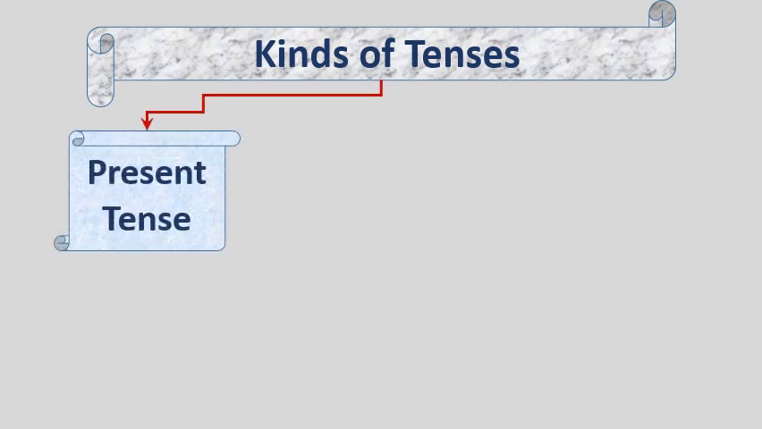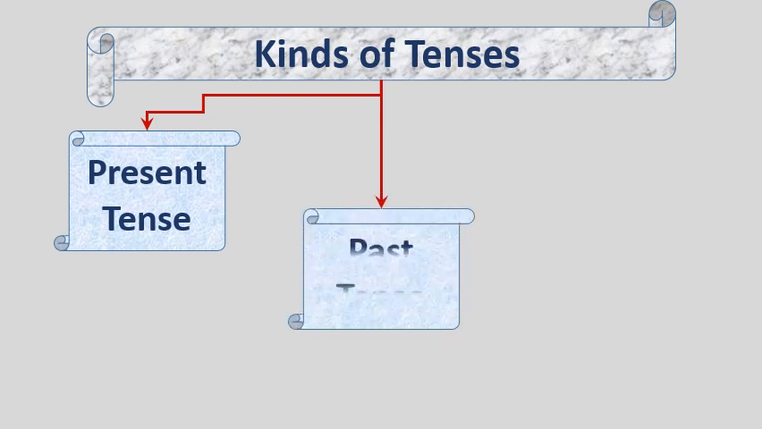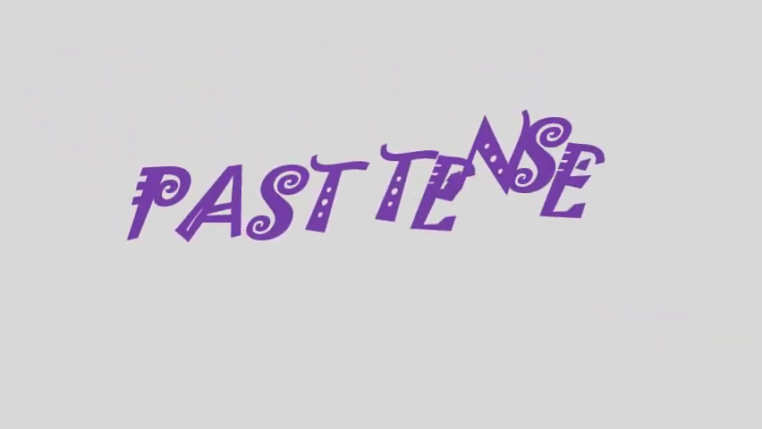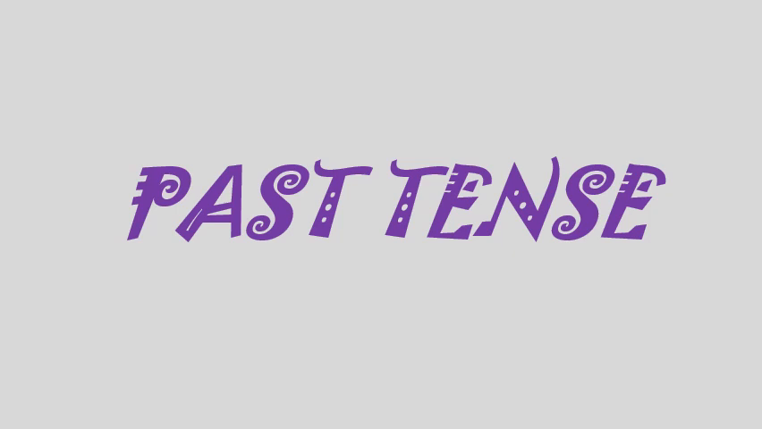Let's see how many kinds of tenses there are. Number 1, present tense. Number 2, past tense. Number 3, future tense. So, there are 3 kinds of tenses: present tense, past tense and future tense. Present tense shows present time, past tense shows past time and future tense shows future time. Today in this video, we shall learn the meaning and uses of past tense and its forms with examples.